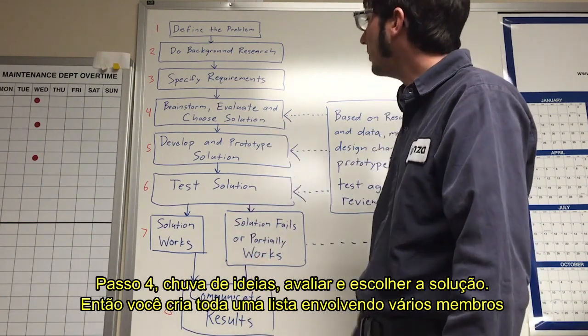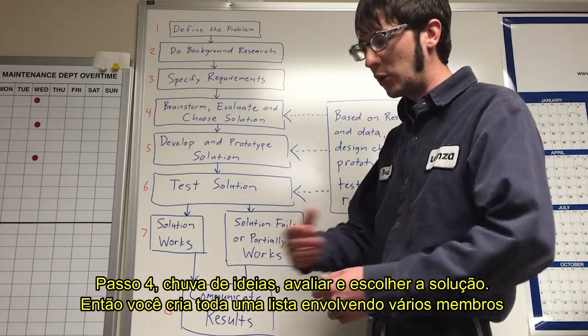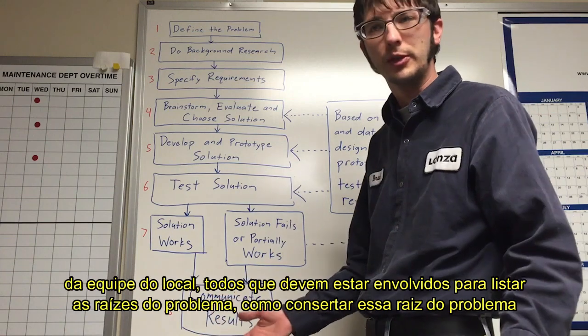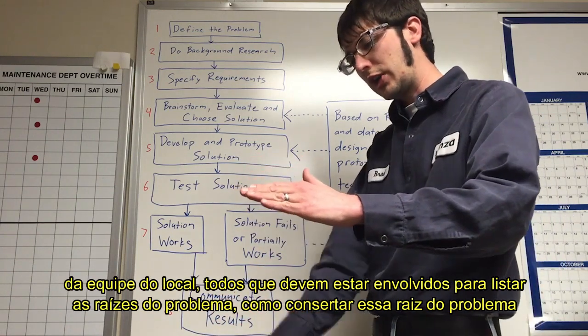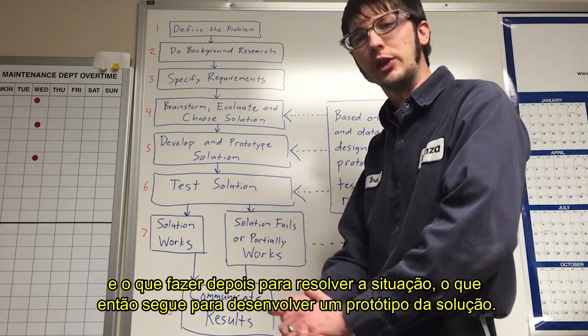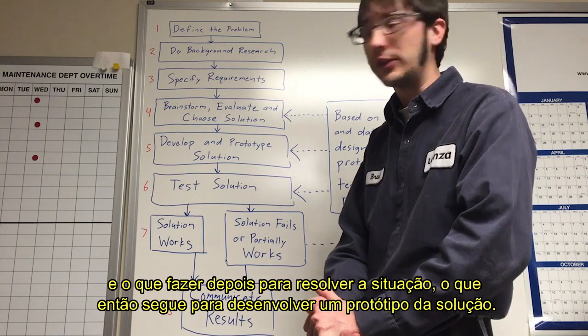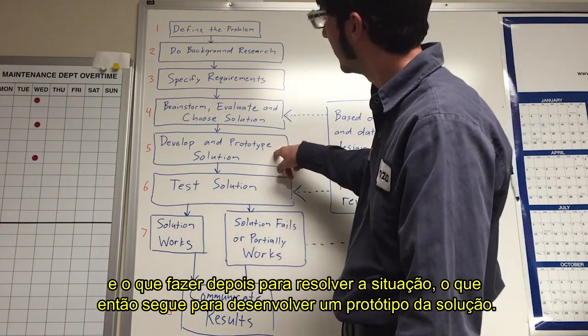Step four, brainstorm, evaluate, and choose the solution. So you come up with a whole list, involve several team members from the site, everybody who needs to be involved, to list out root causes of what could be causing the problem, how to fix those root causes, and what to go after in order to fix the situation, which then moves into develop and prototype the solution.